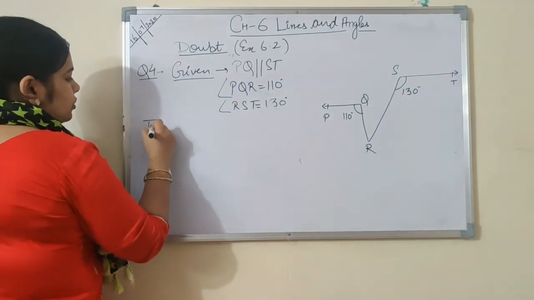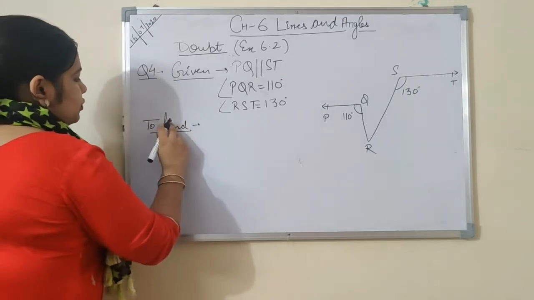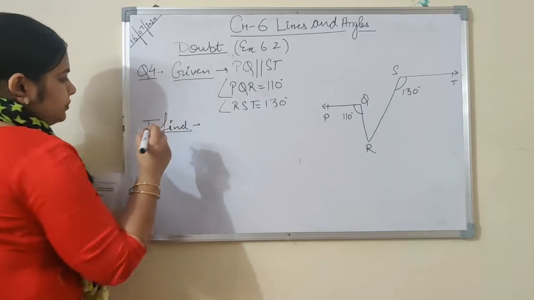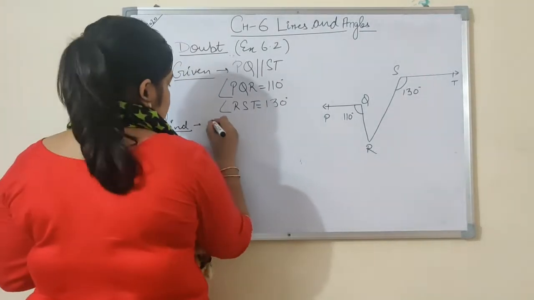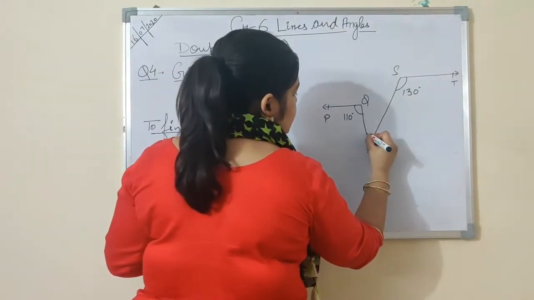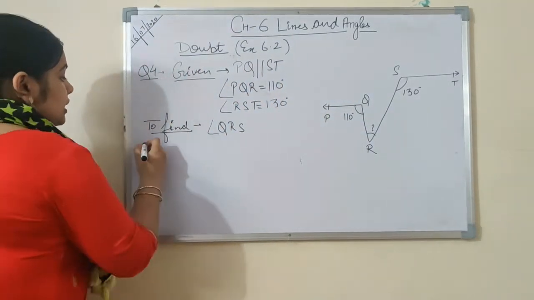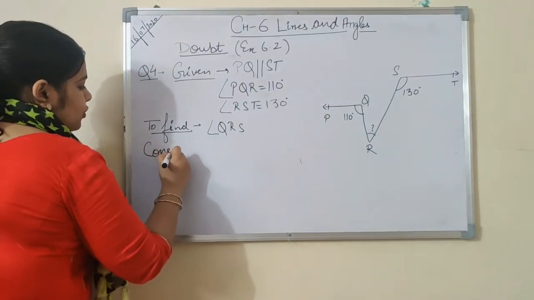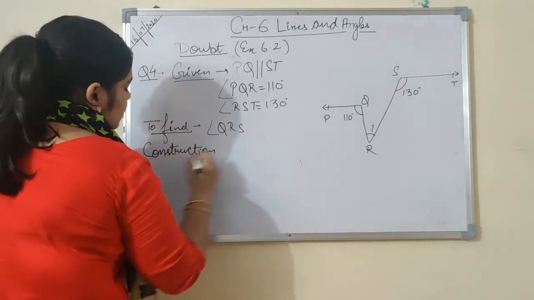Now what do we need to find? We need to find angle QRS. Means this we need to find. Is this clear? Now before finding this, what will we do? We will be doing some construction over here.